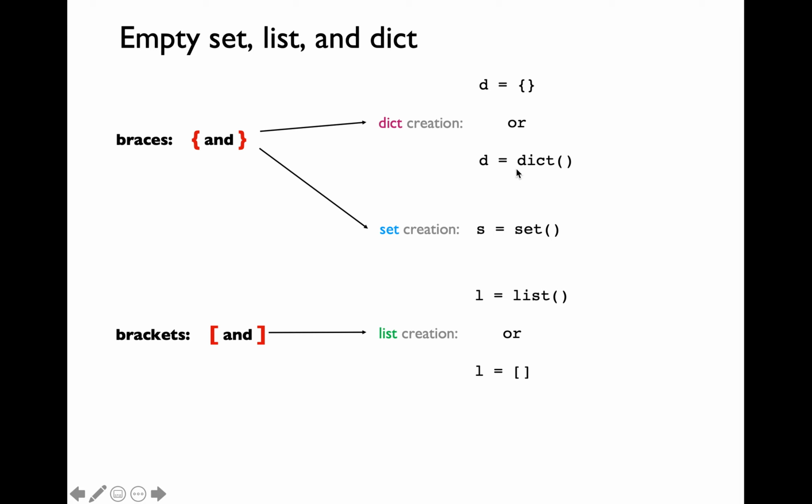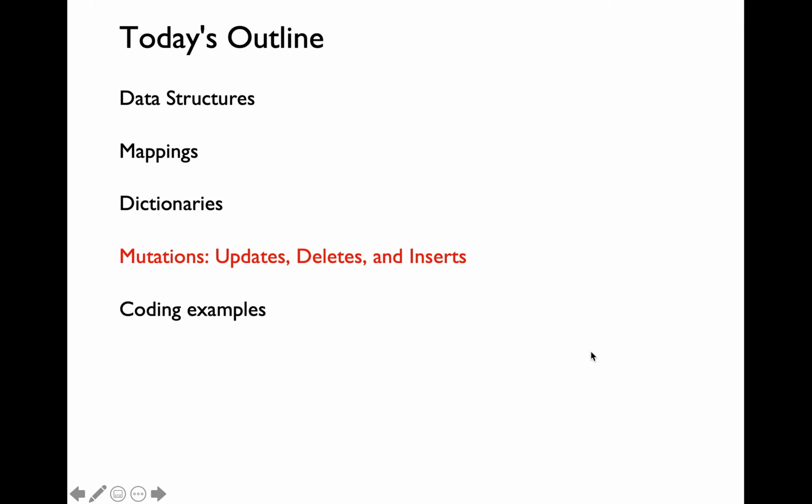Here is another way for you to define an empty dictionary. You can say D equal to dict open parenthesis close parenthesis. In a similar way, if you want to create an empty set, you'll have to say S equal to set open parenthesis close parenthesis. You can create an empty list either using L equal to open square bracket close square bracket or by saying L equal to list open parenthesis close parenthesis.